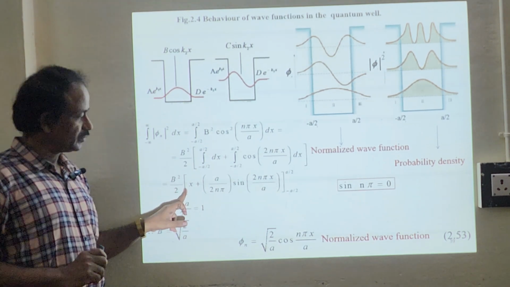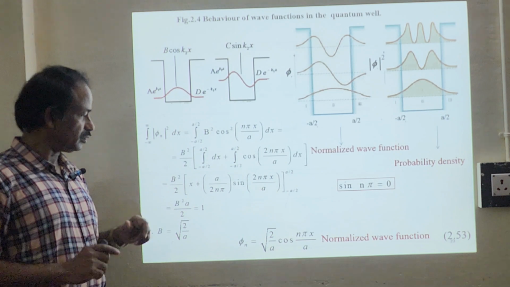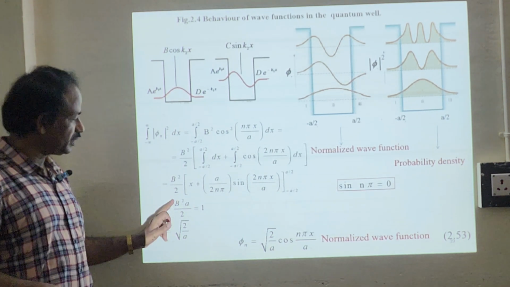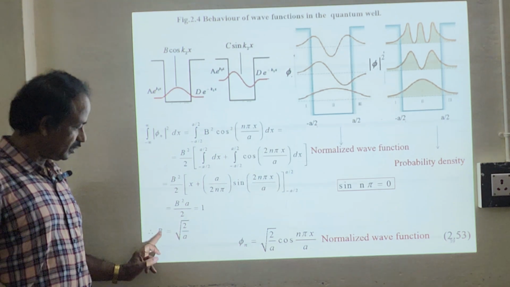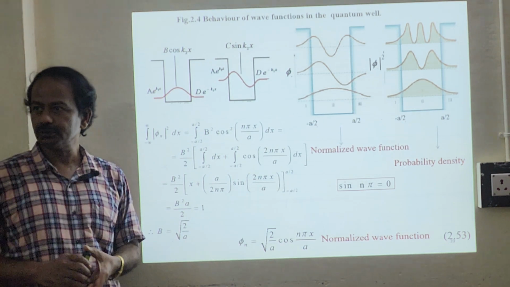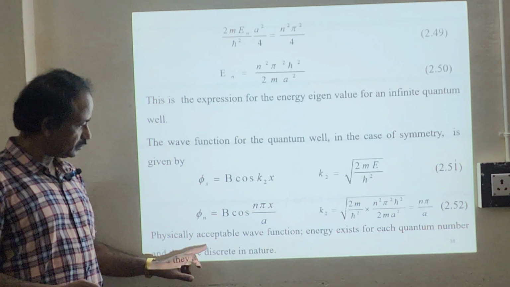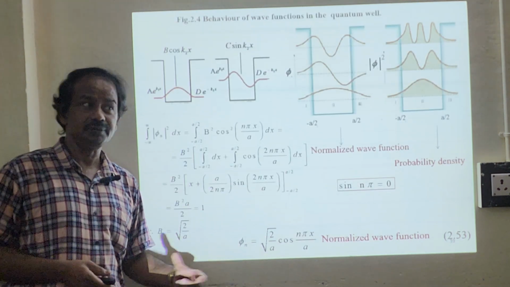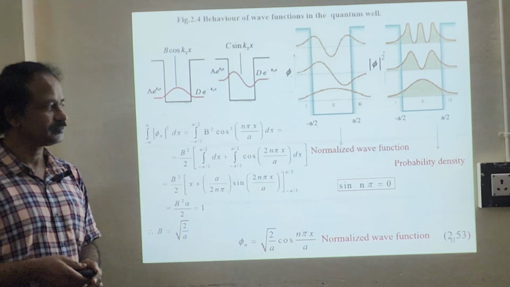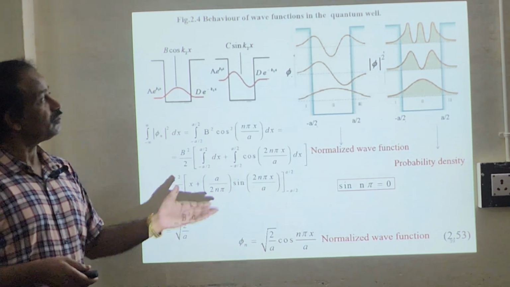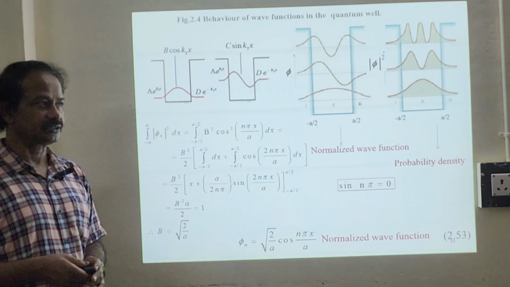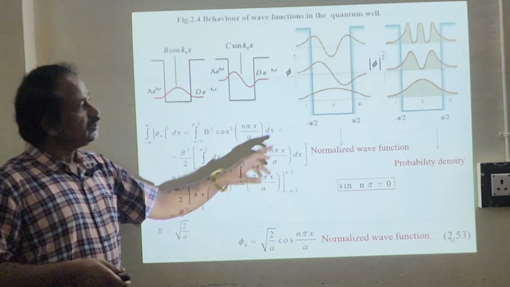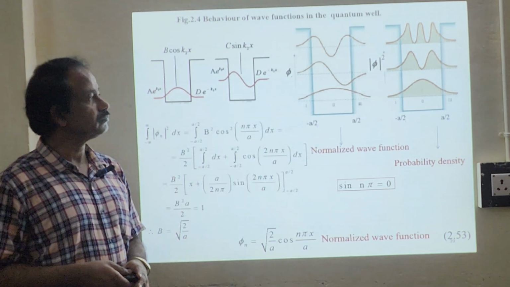Look at the first term. X, you will have to substitute the upper limit and lower limit with a minus sign again. So you will get b squared a by 2 equal to 1. So your b will be root of 2 by a. So substitute in this expression, you will get your normalized wave function for the symmetric solution. Okay. Similarly, you can go for the anti-symmetric solution also. So this is your normalization constant.